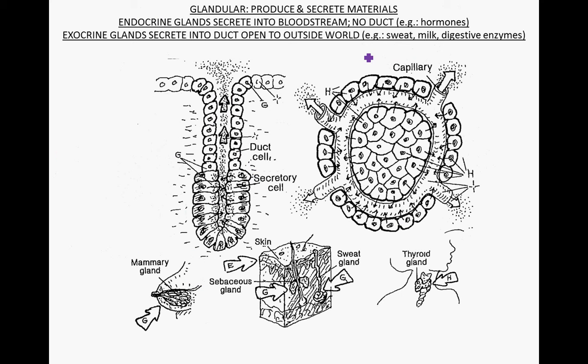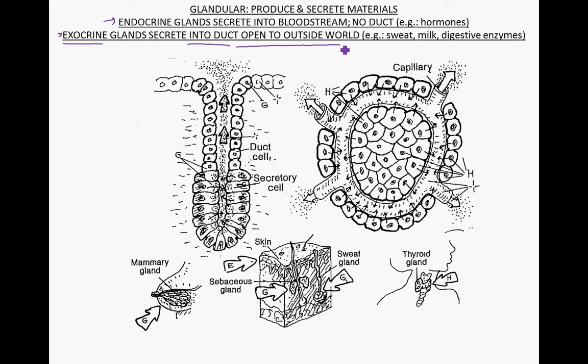When we look at these glands, there are two different flavors: endocrine glands and exocrine glands. The endocrine glands secrete into the bloodstream, not a duct. We'll do those in a second. Let's do the one that's a little more obvious first. Exocrine glands secrete into a duct that's open to the outside world.